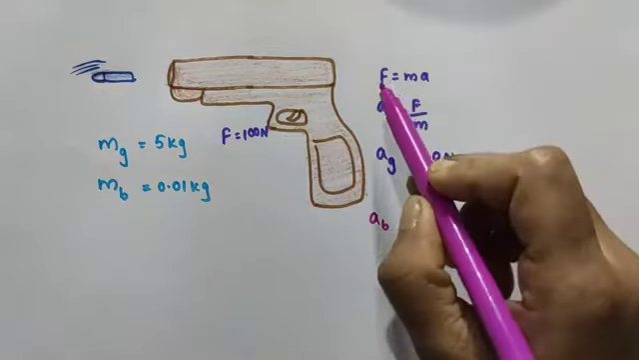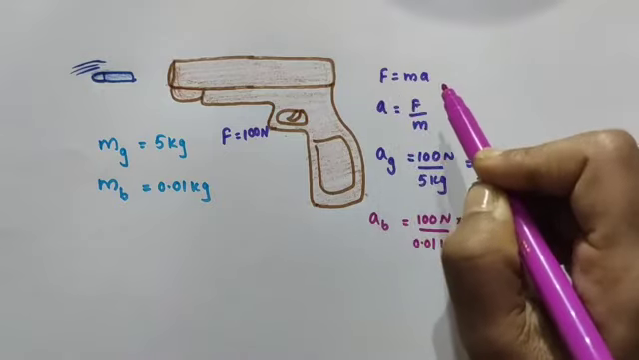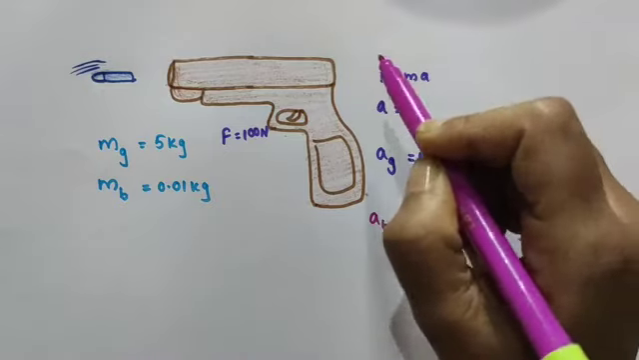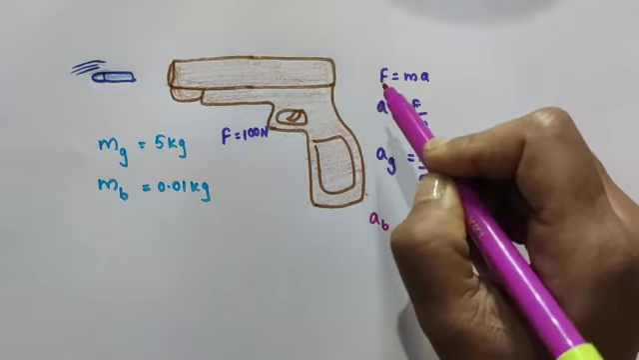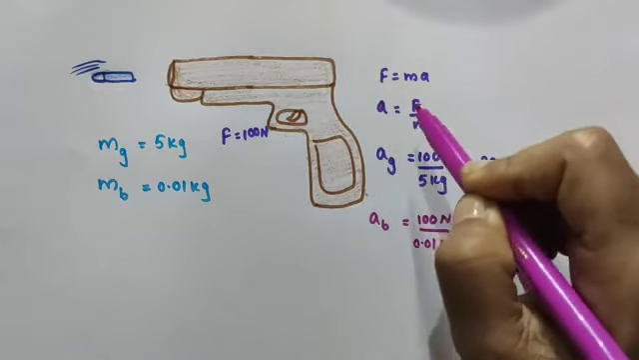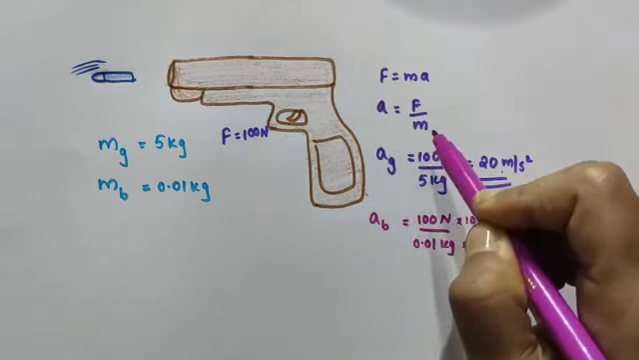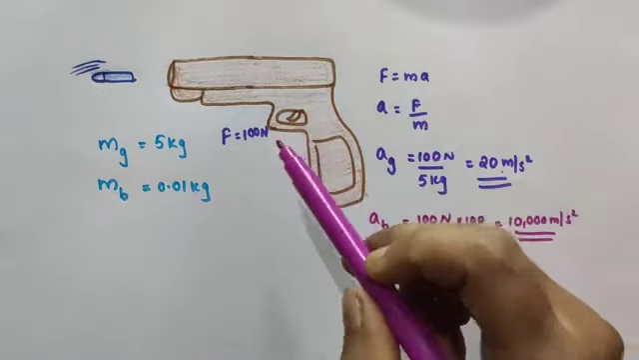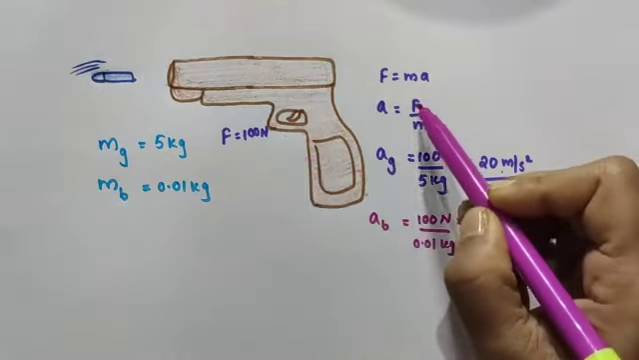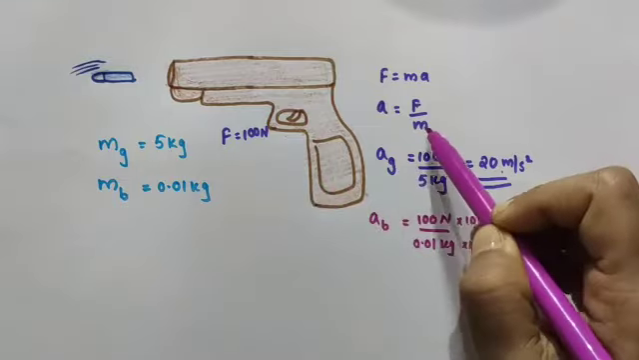Now, from this expression, we can write an expression for the acceleration. That is, I am taking this m to this side of the equation. That goes to the denominator. So, we can write a = F/m. So, to find out the acceleration of the gun, we want to know the force on the gun and we want to know the mass of the gun.